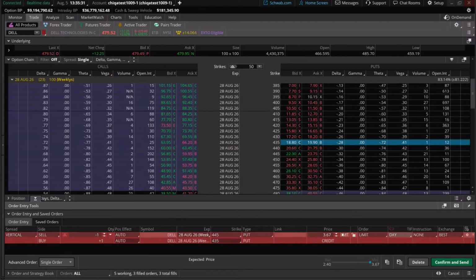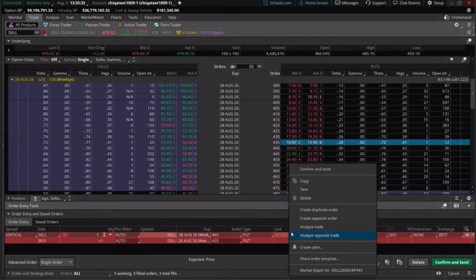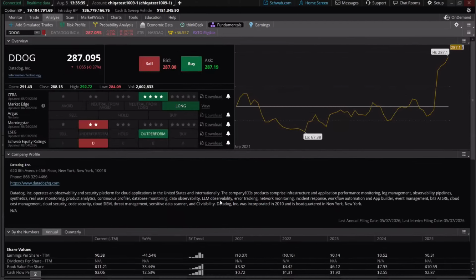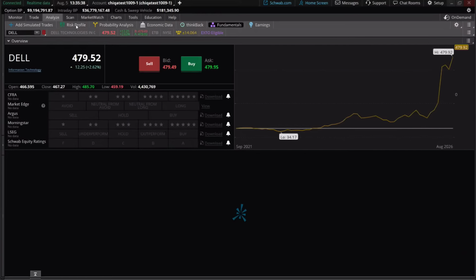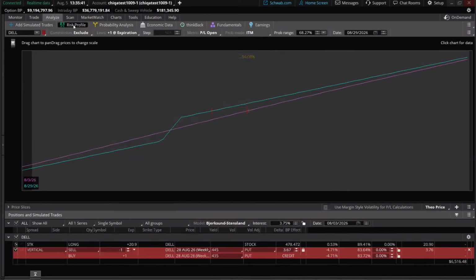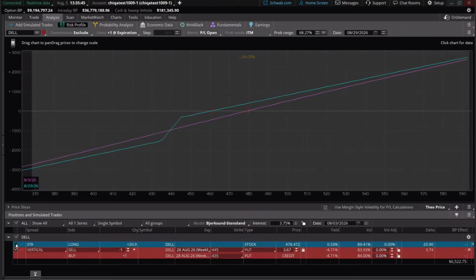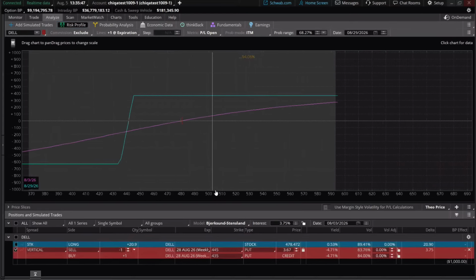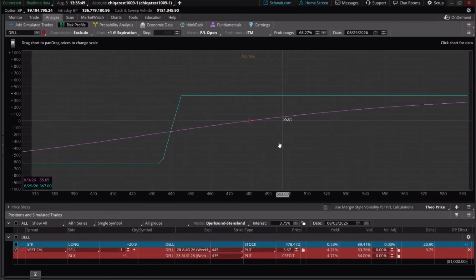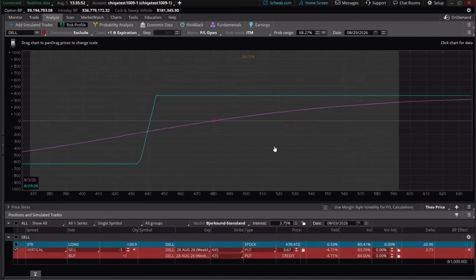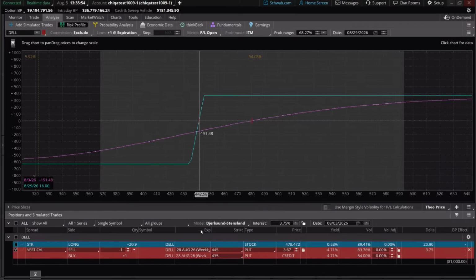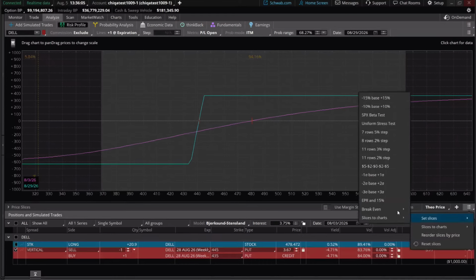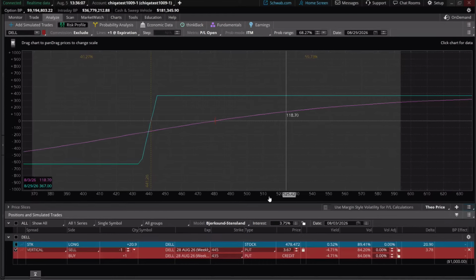So let's take a look and analyze this trade. I'm going to right click on this order and analyze our trade here. Okay, so we're going to go to the Analyze tab. It's going to take us to the risk profile graph. And I'm going to uncheck our stock because what we're looking at is just the options right now. We're going to look at the risk that we just talked about. So the first thing I'm going to do is set this to the day after expiration, which it is set to. And the next thing I'm going to do is set our slices to break even on expiration. Okay.